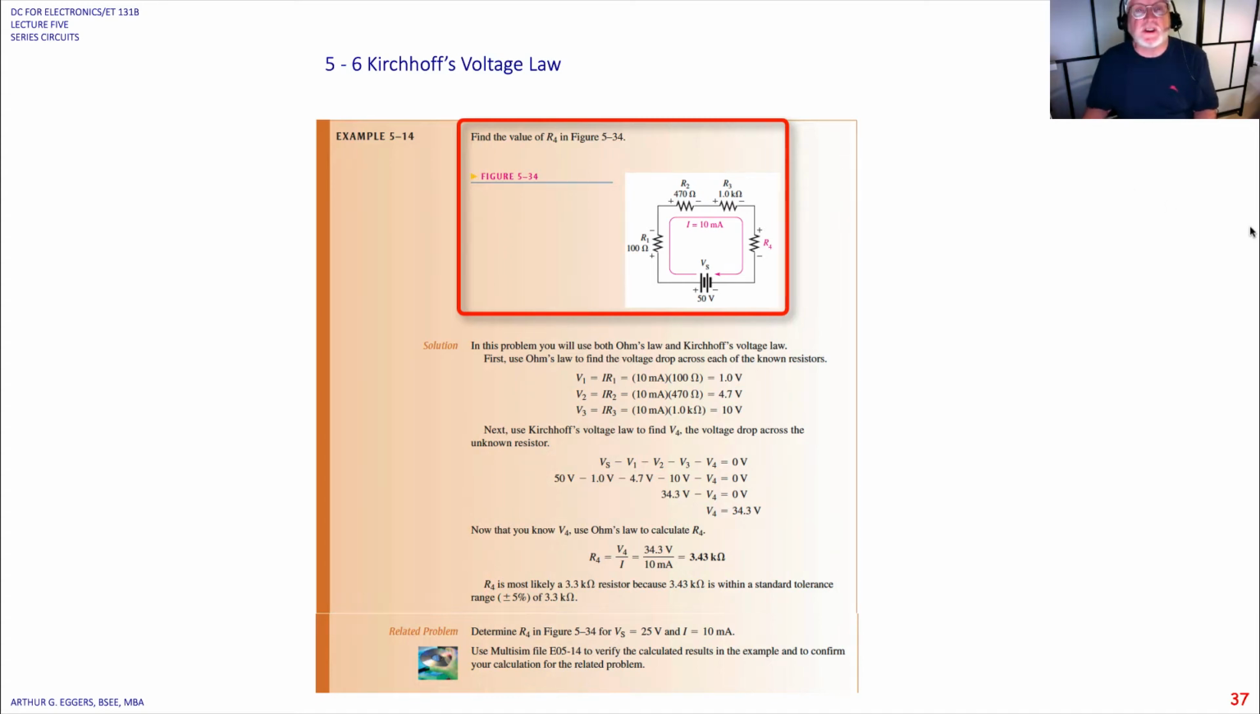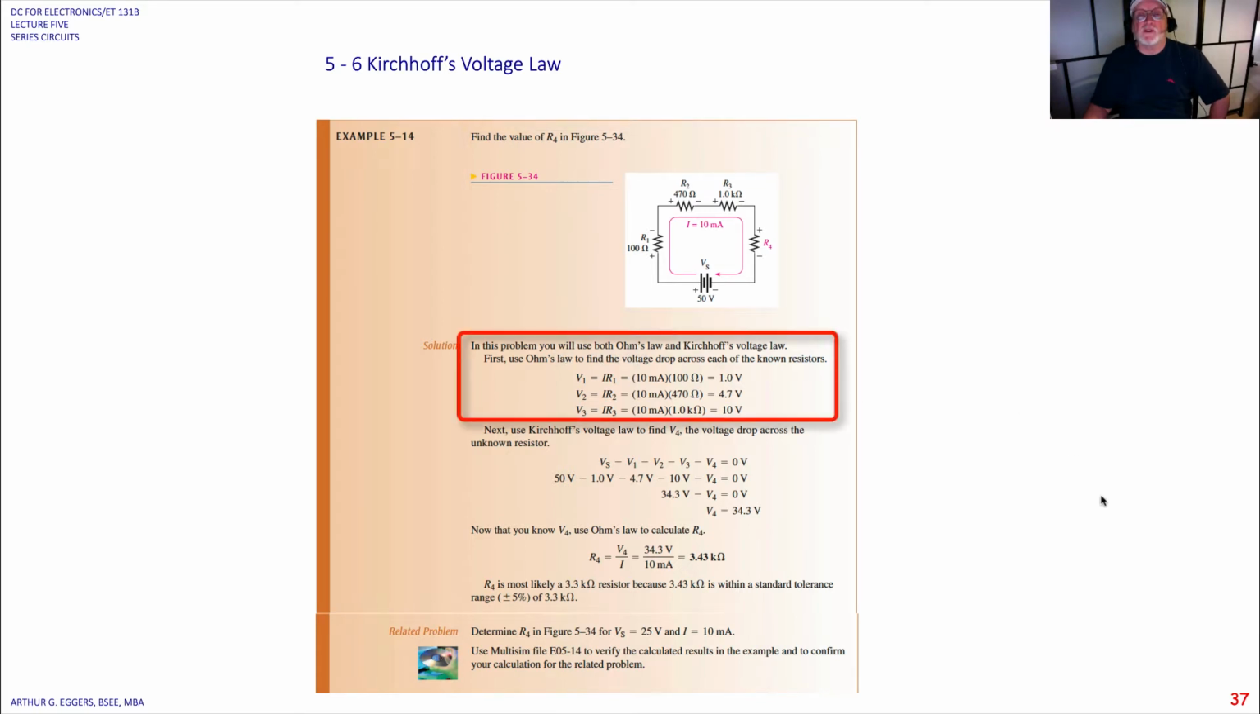Okay, so let's finish this problem. We're supposed to find resistor R4, and since we have introduced Kirchhoff's voltage law, somewhere in this analysis and solution we're going to use it. As I said, we are given the source voltage, we are given the source current, and we have resistors R1, R2, and R3 identified. So in this problem, we will use both Ohm's law and Kirchhoff's voltage law.